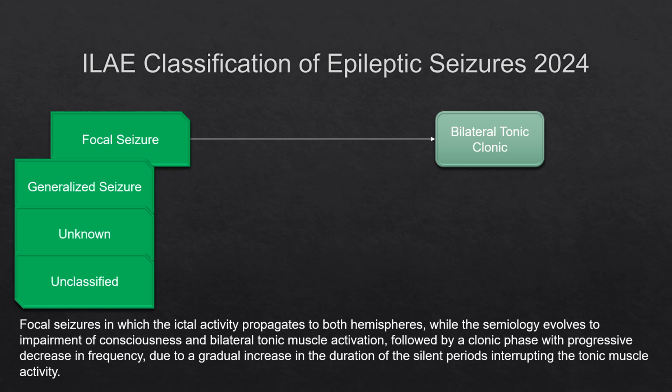So let's simplify it. For example, the child had a seizure which started from the left hand. So that indicates that the child had ictal onset from one hemisphere. But later on, if untreated, the child's left hand seizure gradually progressed to the whole body. That means the ictal activity propagated to both hemispheres. While the semiology, meaning the appearance of the seizure, evolves to impairment of consciousness.